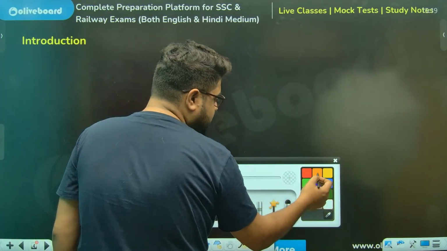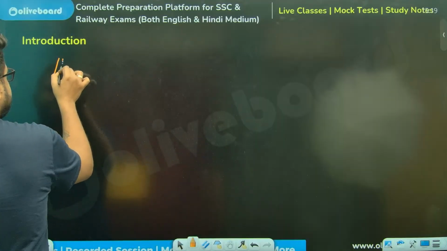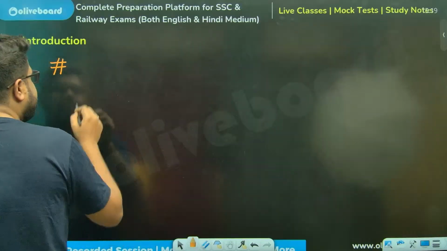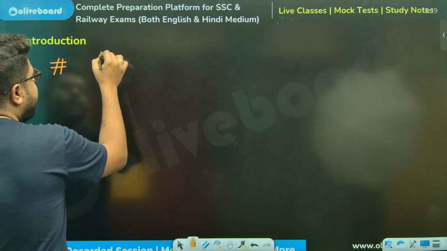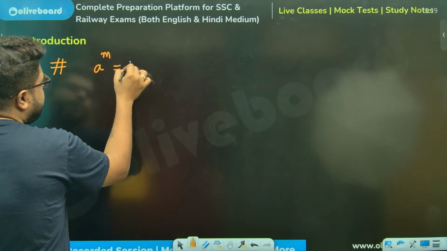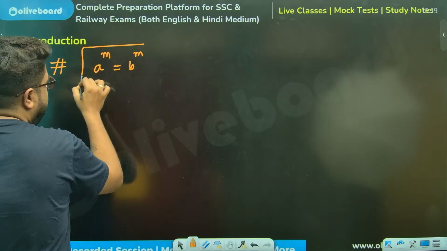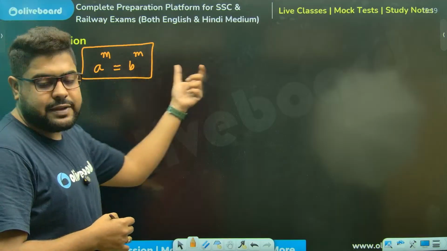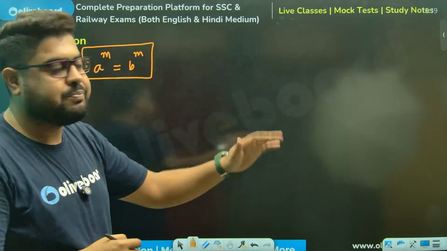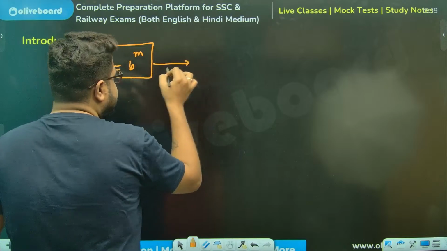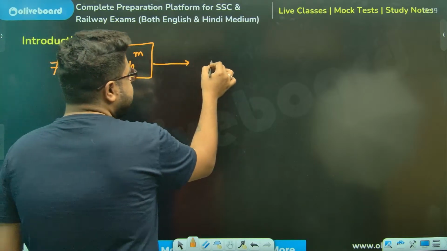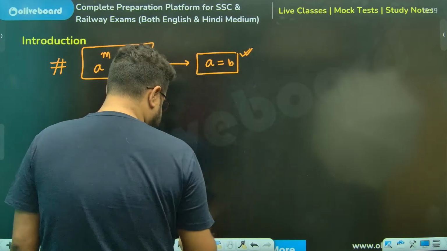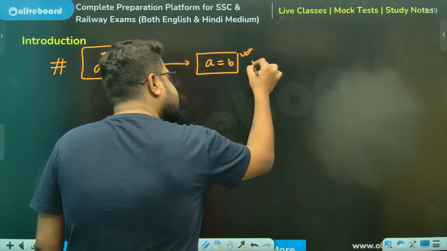Next, the opposite rule. In the previous case, the base was same. Now I'm saying if A to the power M is equal to B to the power M, what is same now, sir? The power is same. Base is different. Now the conclusion is that both are equal, so the base must also be same.